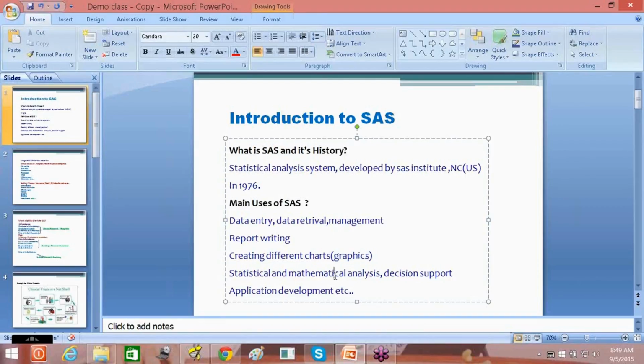And statistical and mathematical analysis. Remember that we are using SAS software for data analysis. Statistical and mathematical analysis means they have predefined some statistical techniques, and using those techniques you can generate some statistical reports. Okay, so now go to the next slide.